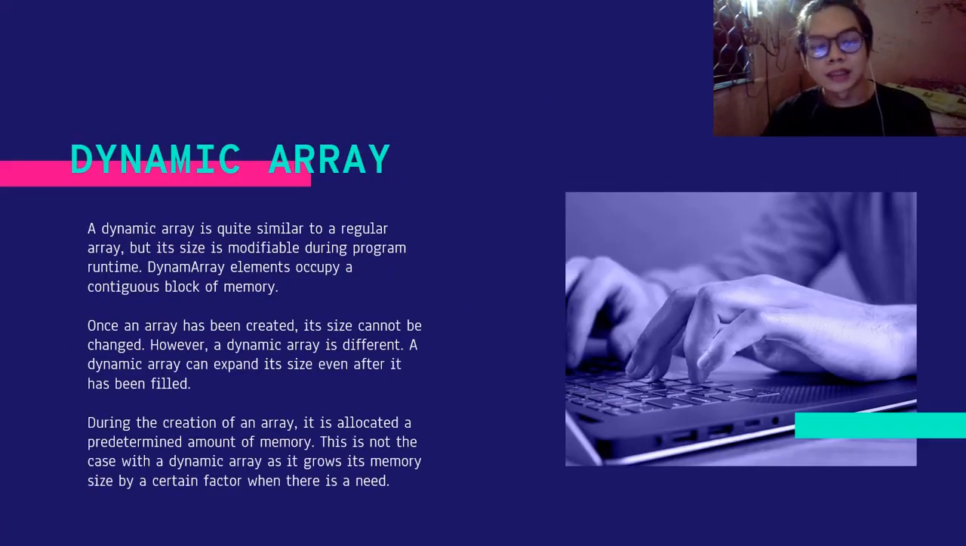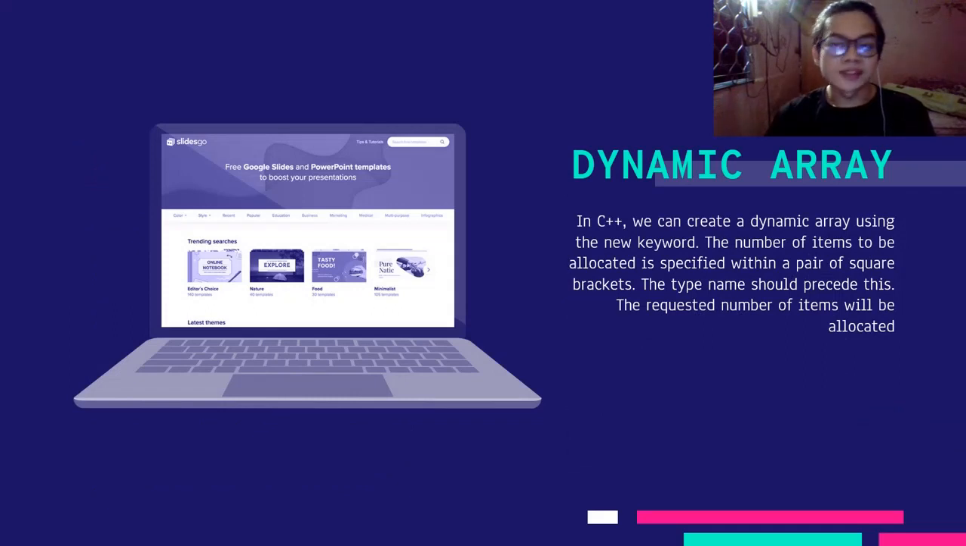And dynamic array. A dynamic array is quite similar to a regular array, but its size is modifiable during program runtime. Dynamic array elements occupy a contiguous block of memory. Once an array has been created, its size cannot be changed. However, a dynamic array is different. A dynamic array can expand its size even after it has been filled. During the creation of an array, it is allocated a predetermined amount of memory. This is not the case with a dynamic array, as it grows its memory size by a certain factor when there is a need.